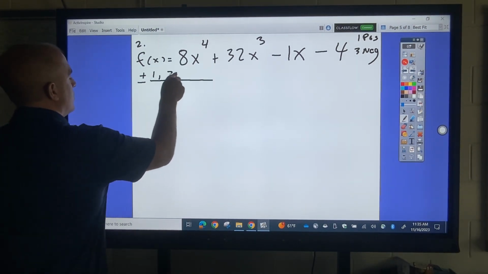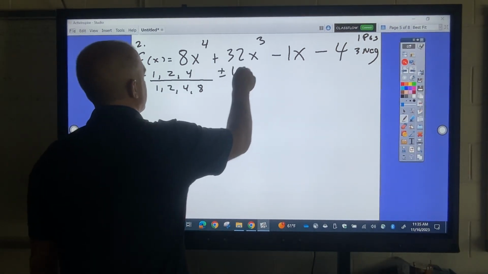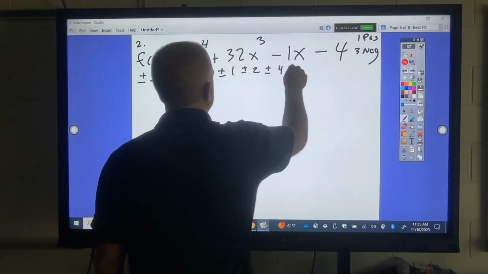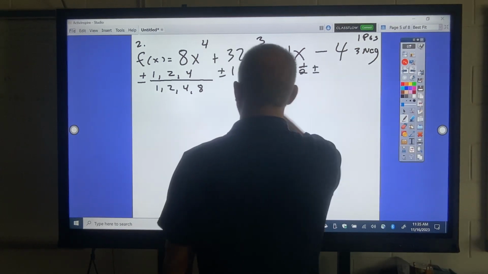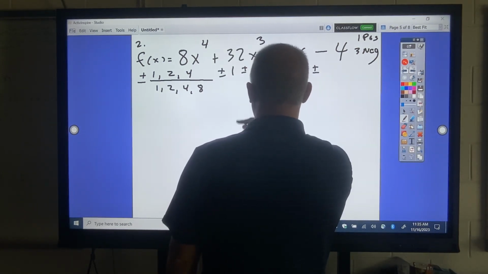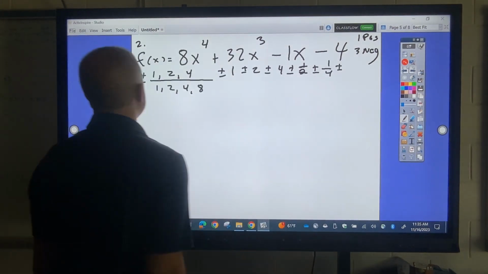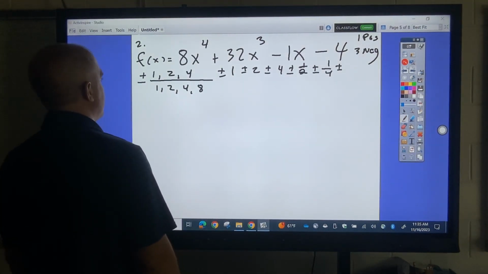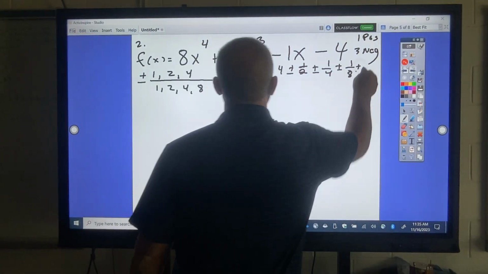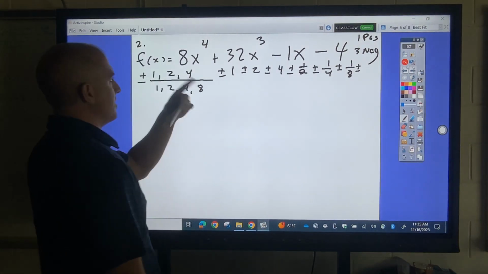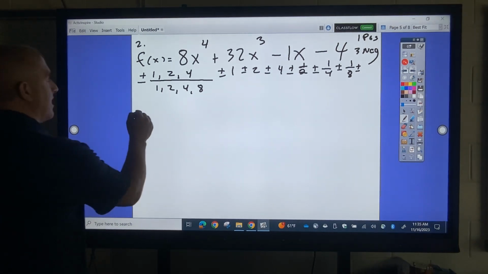Factors of 1, 2, and 4, plus some factors of 8, are these. So plus and minus 1, plus and minus 2, plus and minus 4, plus and minus 1/2, 2 over 2 which is 1, 4 over 2 which is 2, 1/4, 2/4 which is 1/2, 4/4 which is 1, 1/8, 2/8 is a fourth, 4/8 is a half. So that's my possibilities there. All right, so I'm gonna try the negatives.